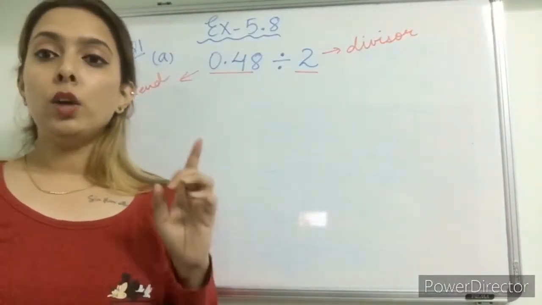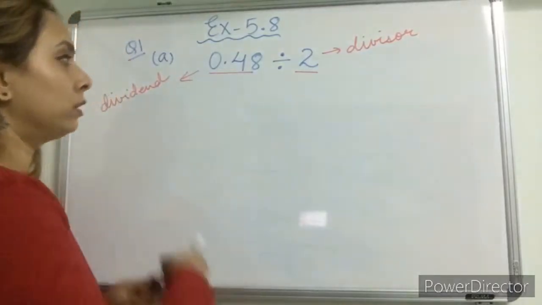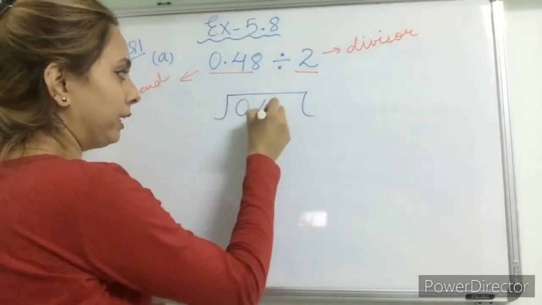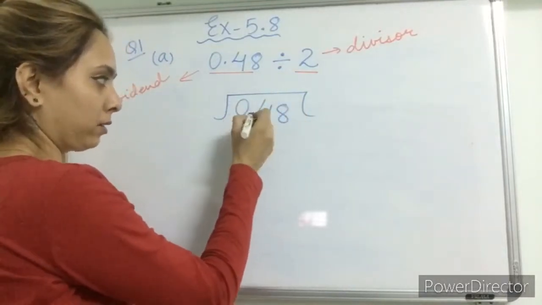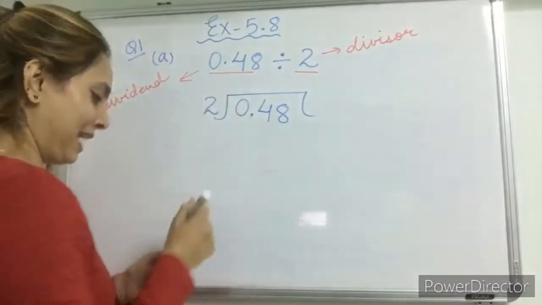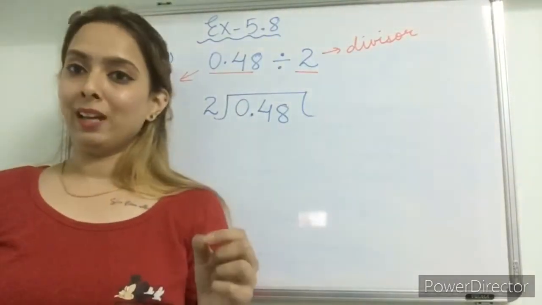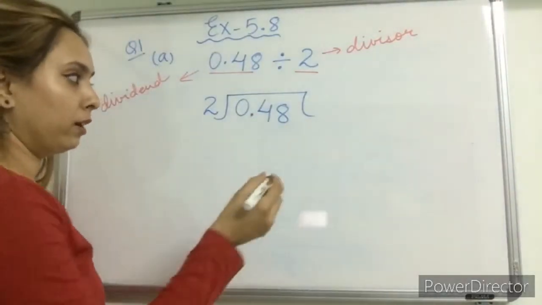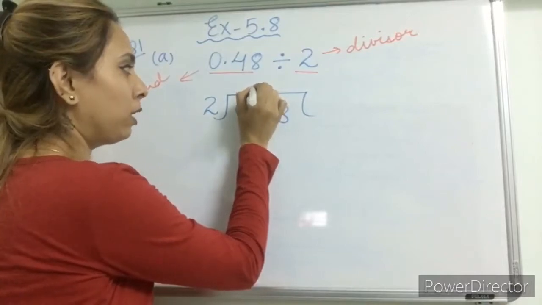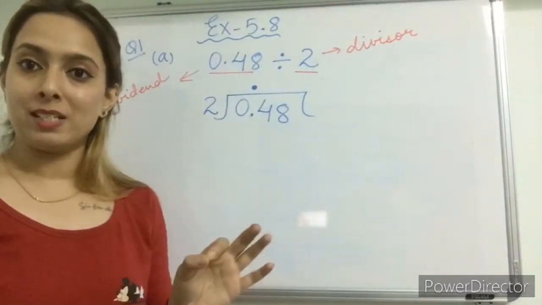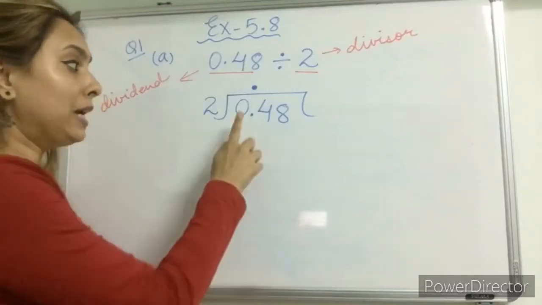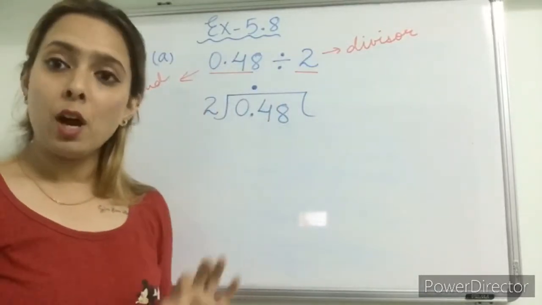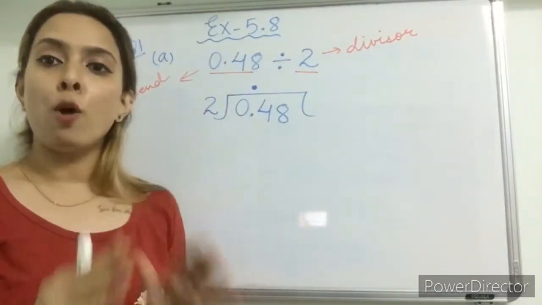Here you have to be very careful about the way of writing the numbers. You will not remove the decimal here; you will write the decimal number as it is. The most important thing: wherever your decimal is in your dividend, you will put the decimal in the quotient at the same place. The first step is to put the decimal in the same place in the quotient. Now we will do the division normally.